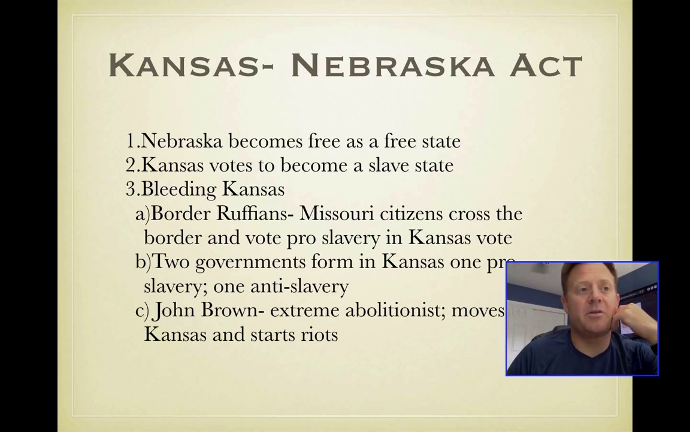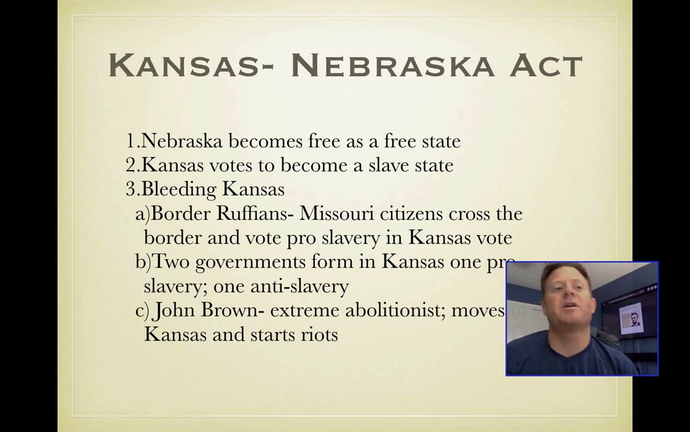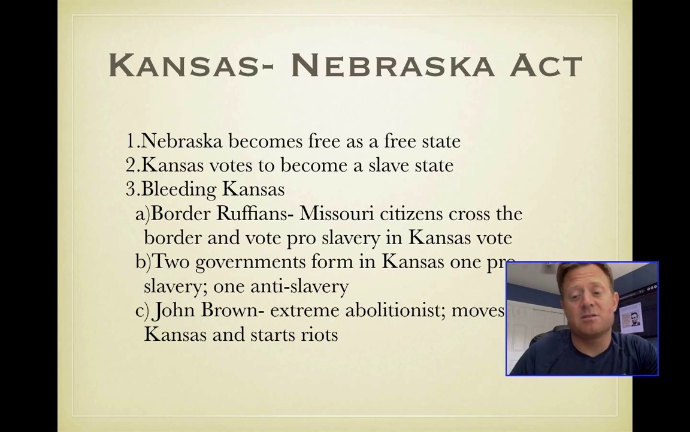All right, so number 6, again, Nebraska becomes a free state. They vote for freedom. And number 7, Kansas votes to become a slave state. What happens in Kansas is kind of a microcosm of the rest of the country. Missourians cross over the border and they vote pro-slavery in Kansas. Two governments form, one pro-slavery, one anti-slavery. And then John Brown, an extreme abolitionist, moves to Kansas and starts lots of riots.